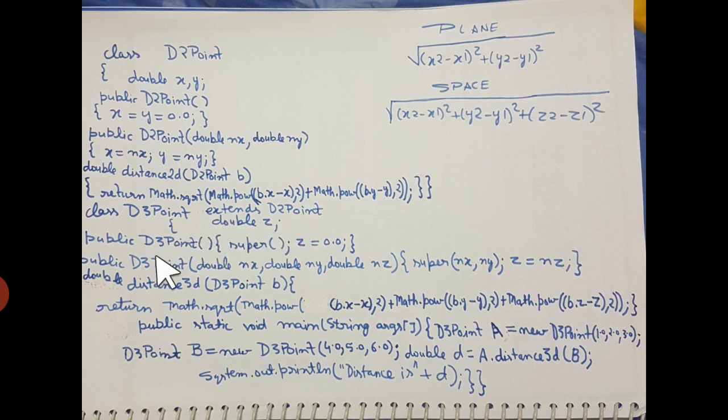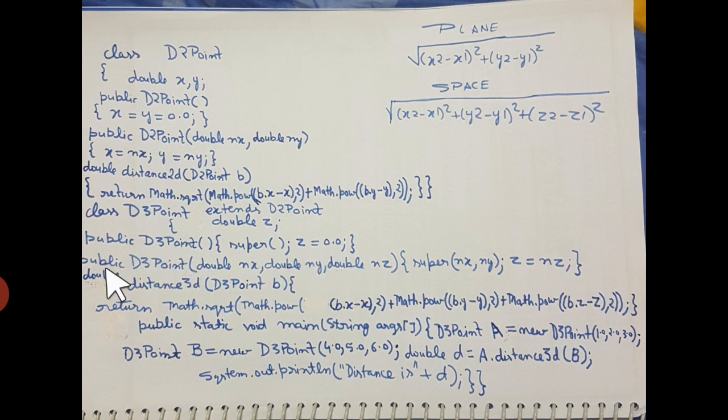Now after that, the main thing is the constructor. See the default constructor. First we are calling the base class constructor using super(); and z has been given the value 0.0. So x and y through super are going to be initialized with 0.0, and z is directly given 0.0. So all the data members have been initialized through the default constructor of D3Point.